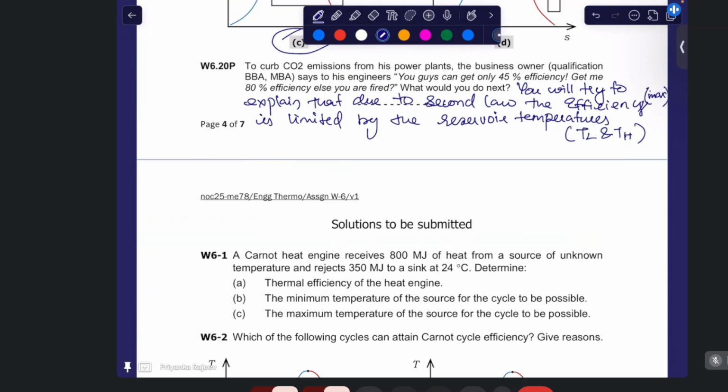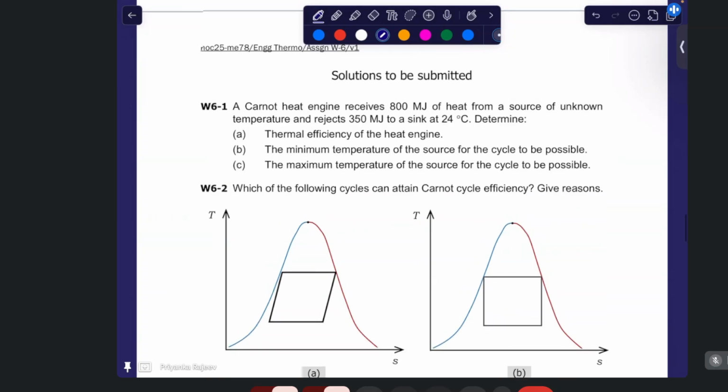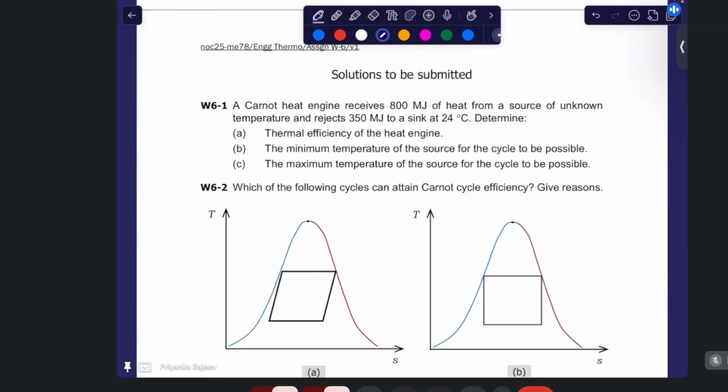Now assignment questions. We have got 7 questions. The first question is, a Carnot heat engine receives 800 megajoule of heat from a source of unknown temperature and rejects 350 megajoule to a sink at 24 degrees centigrade. Determine the thermal efficiency of the heat engine, the minimum temperature of the source for the cycle to be possible, and the maximum temperature of the source for the cycle to be possible.